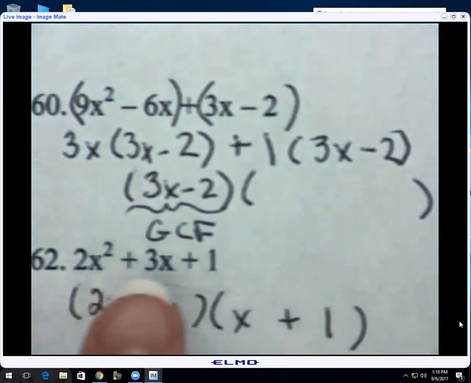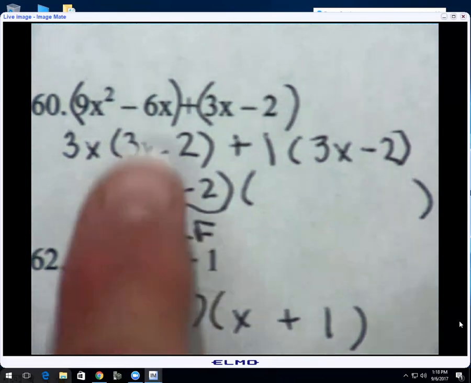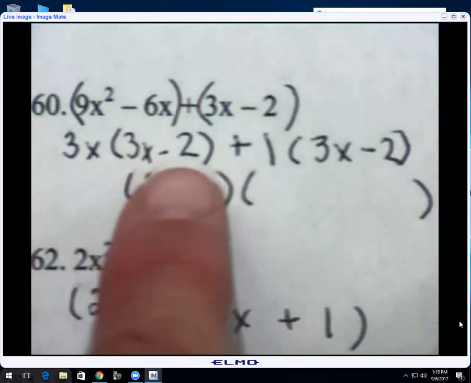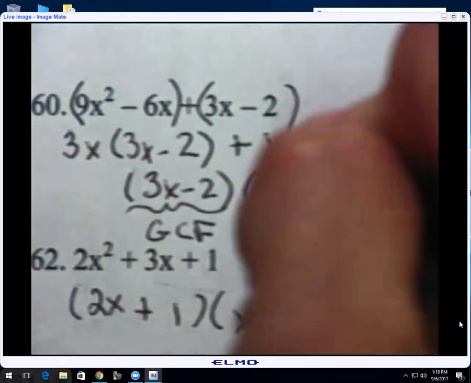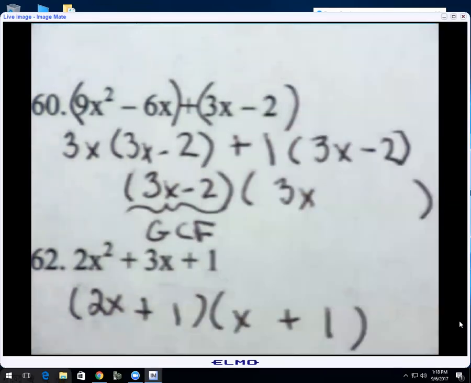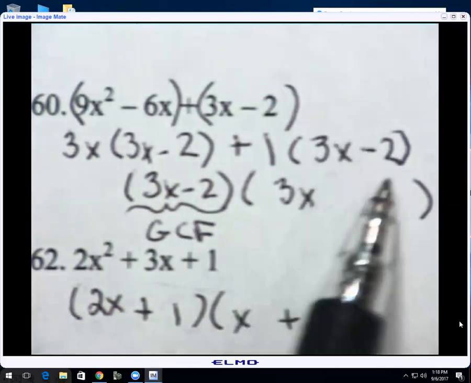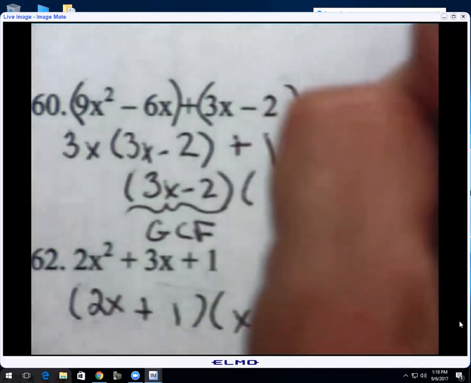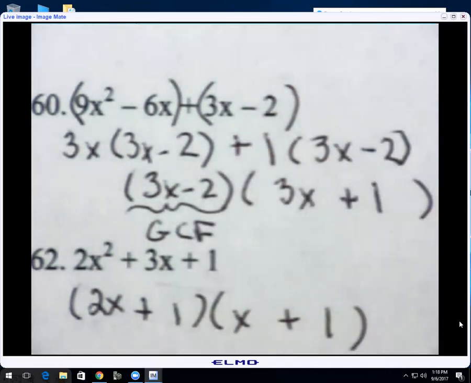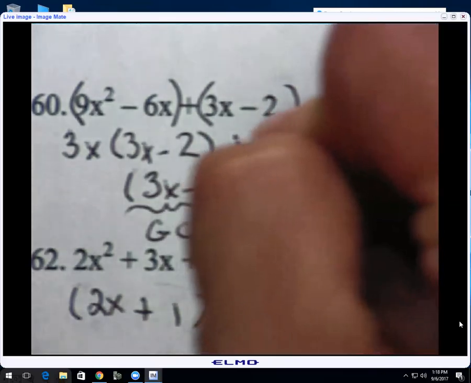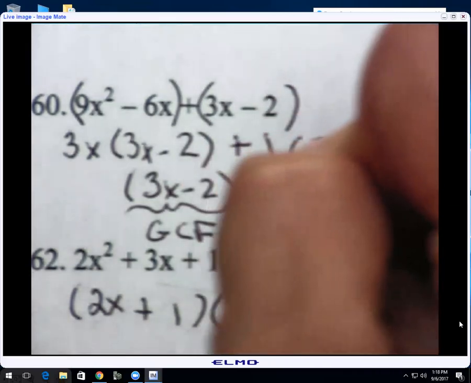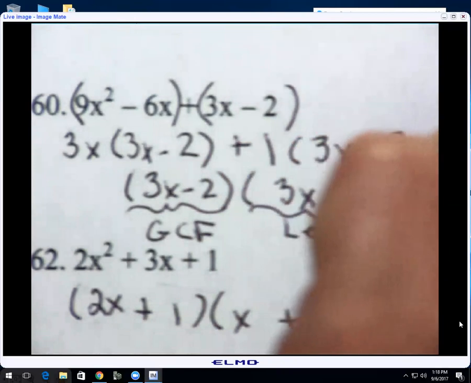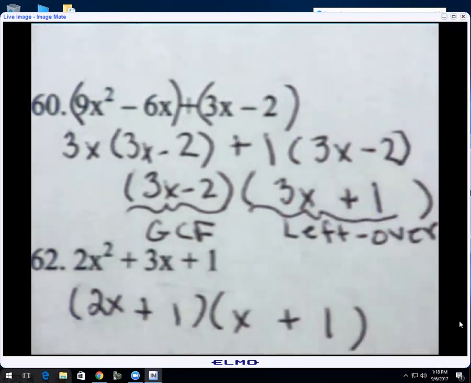And then I say, if I factor a 3x minus 2 out of the first term, what's left? 3x. And if I factor a 3x minus 2 out of the second term, what's left? Plus 1. Those we call my leftovers.